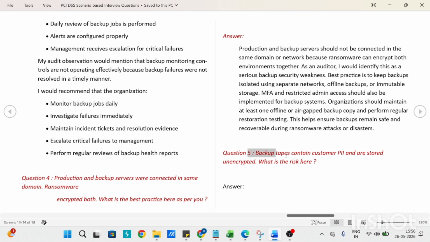Here is question number 5. Backup tapes containing customer PII are stored unencrypted. What is the risk here? It is the biggest risk actually, because here the customer PII data compromises the law. If it's UK region, then it is always a GDPR breach. In India, it's a DPDPA breach because the data is unencrypted. So the risk is very huge here.